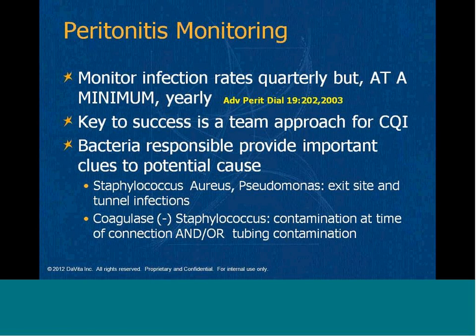It's also important when you monitor infection to look at the bacteria that cause the infection. It is useful because it gives ideas about what happened. Staphylococcus aureus and Pseudomonas are almost always due to exit-site and tunnel infections that are complicated by peritonitis, whereas coagulase-negative staphylococcus infections are almost always due to contamination at the time of connection or tubing contamination.